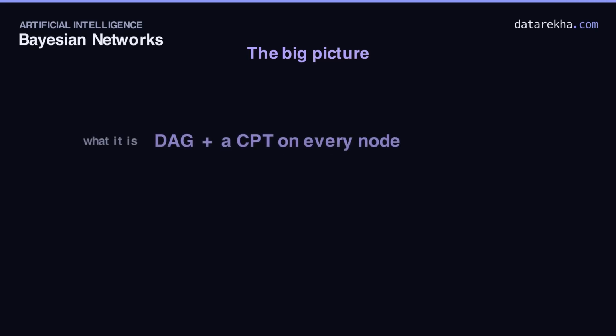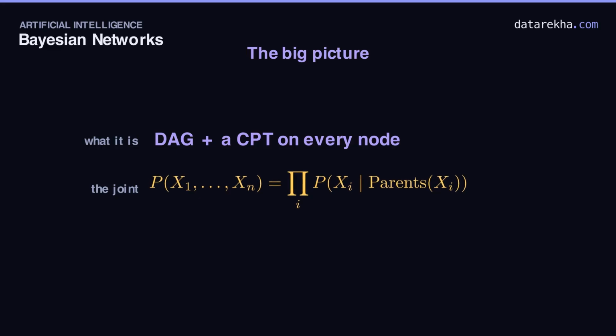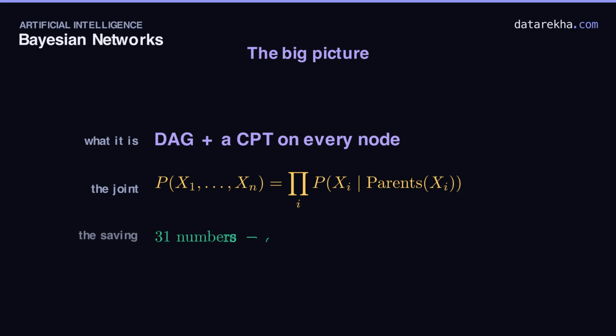Let's lock it in. A Bayesian network is two things: a directed acyclic graph showing who influences whom, and a small conditional probability table on every node. Together, they factorize the entire joint into a product of local terms, each node conditioned only on its parents. That's the one equation to carry away. And the payoff is enormous. 5 variables, 31 numbers become 10, and the gap explodes in your favor as the problem grows.